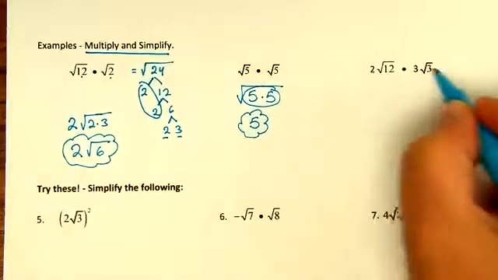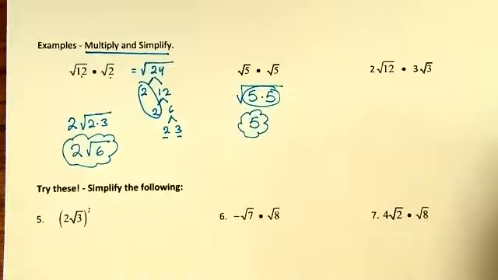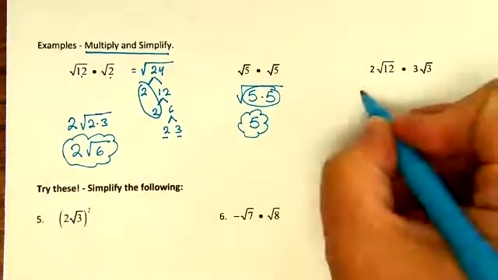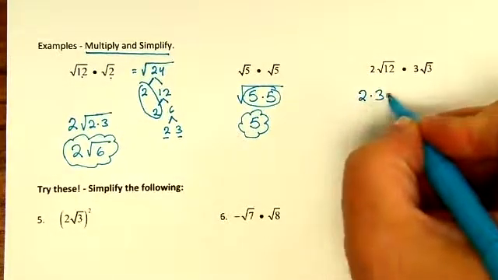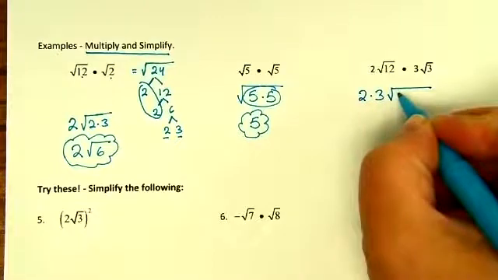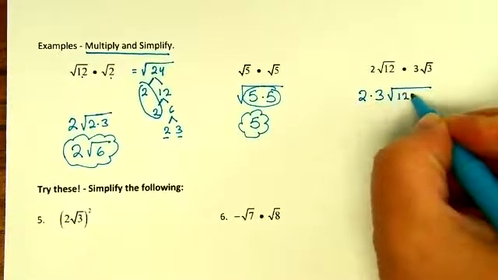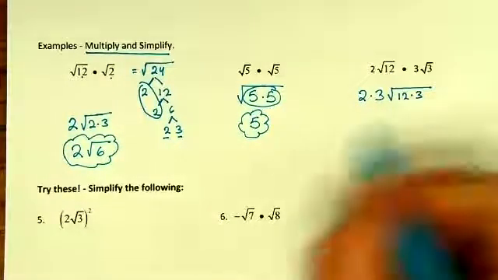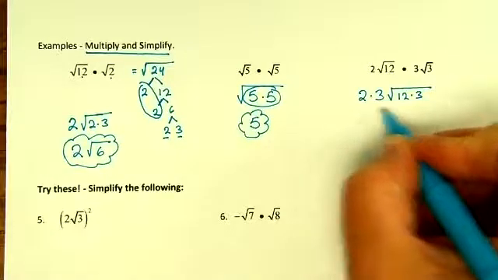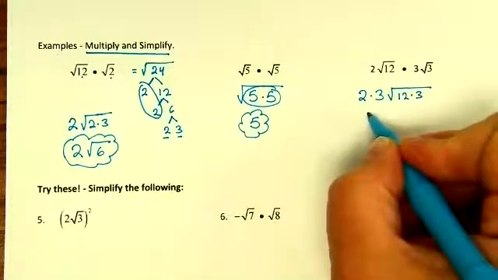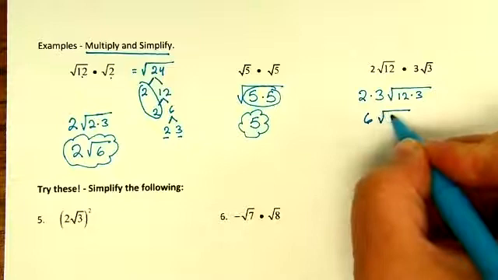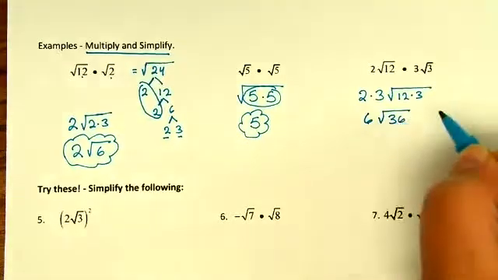All right. Ooh, this has got numbers on the outside and numbers on the inside. So what we're going to do here is multiply the numbers on the outside together. So I'm going to multiply 2 times 3. And on the inside, we're going to multiply 12 times 3. Okay, well, let's get simplifying here. So this would simplify to 6 radical 36.